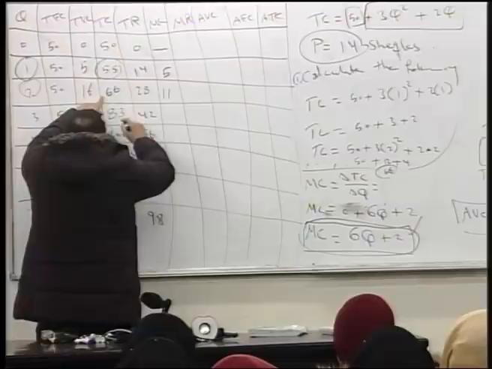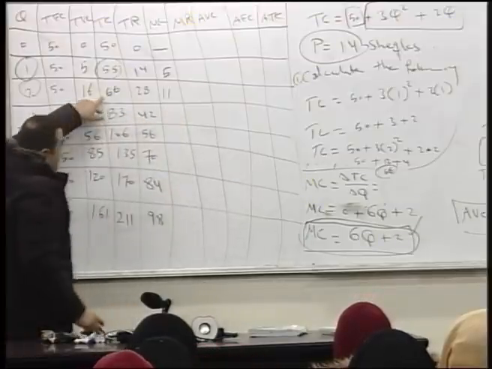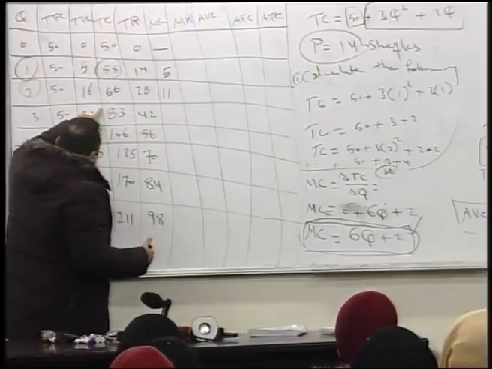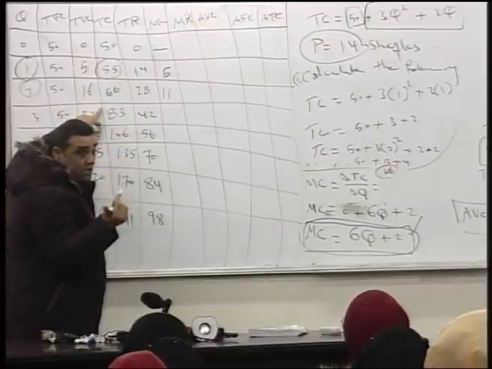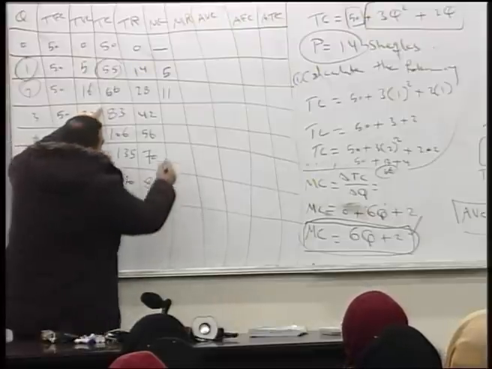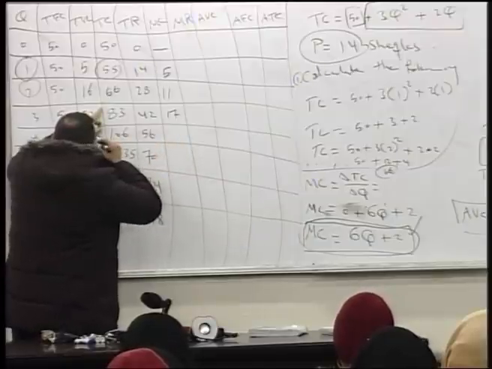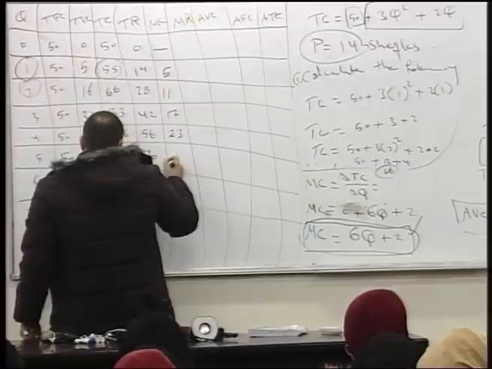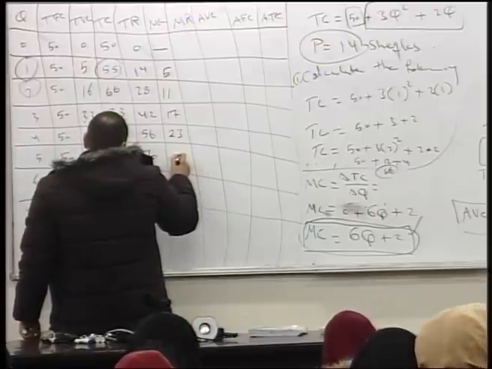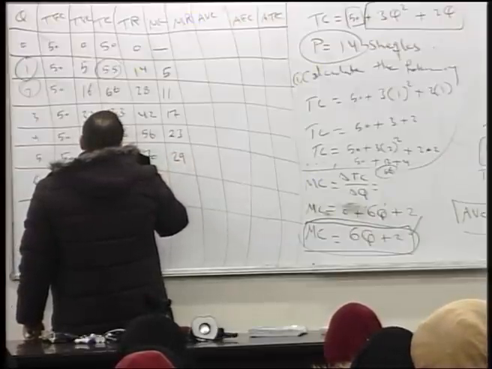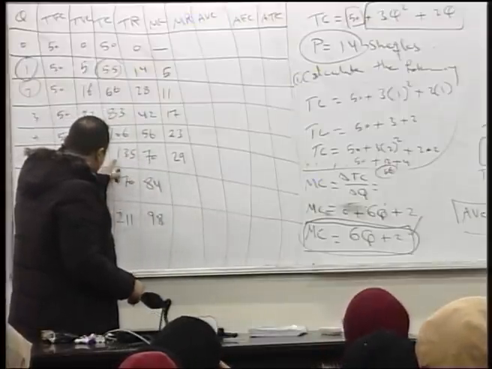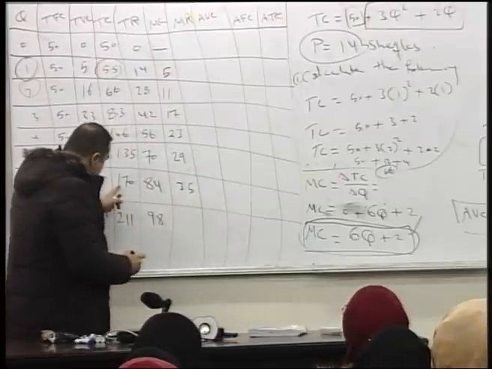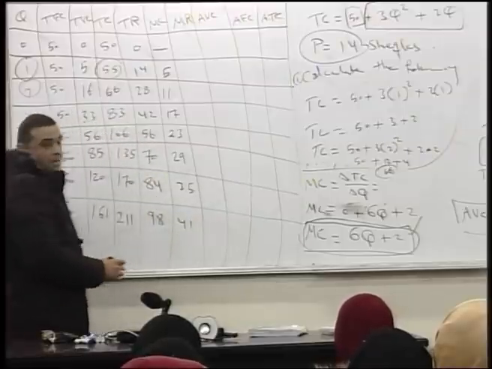The change in TC, how much is this, 66? How much is it? 10. 83 minus 66 over 3 minus 2, how much is this? 17. The next one, 23, then 29, then 35, then 41.